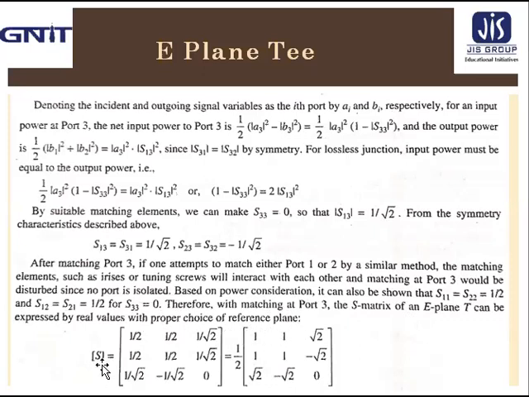That is, the S matrix equals half, half, 1 by root 2; half, half, minus 1 by root 2; 1 by root 2, minus 1 by root 2, 0. If we take half common, then it is half into 1, 1, root 2; 1, 1, minus root 2; and root 2, minus root 2, 0.